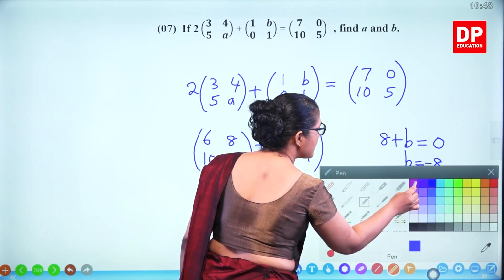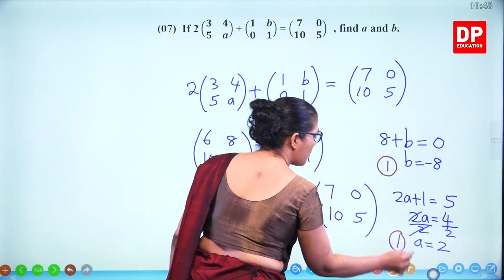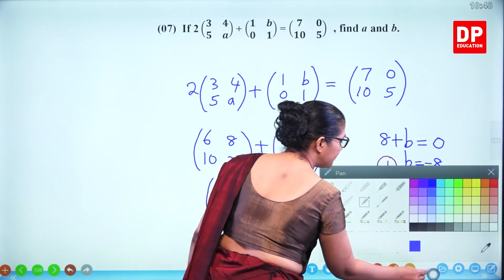So those are the two answers. So you get 2 marks. 1 mark for A and 1 mark for B.